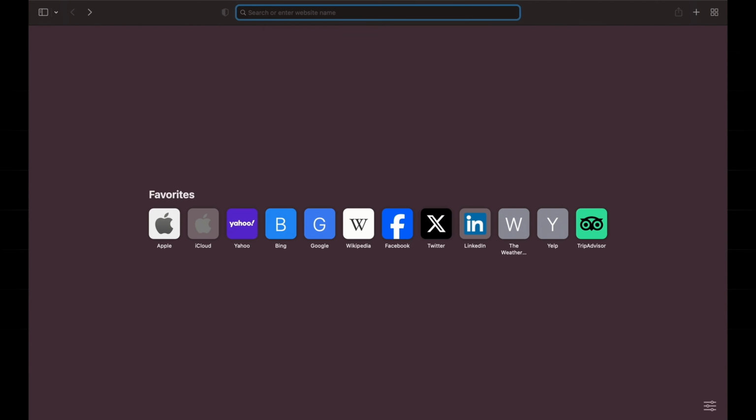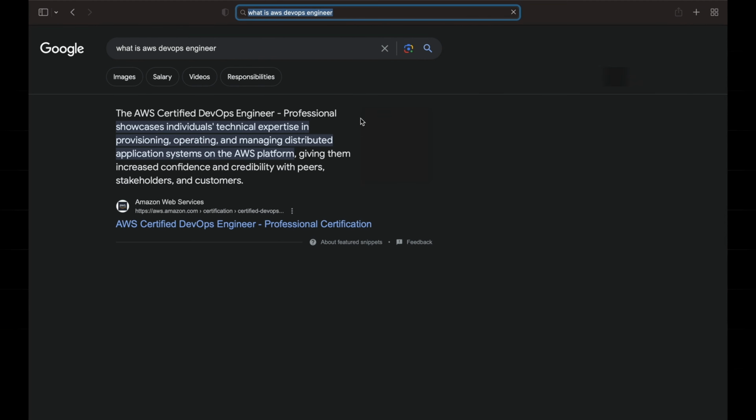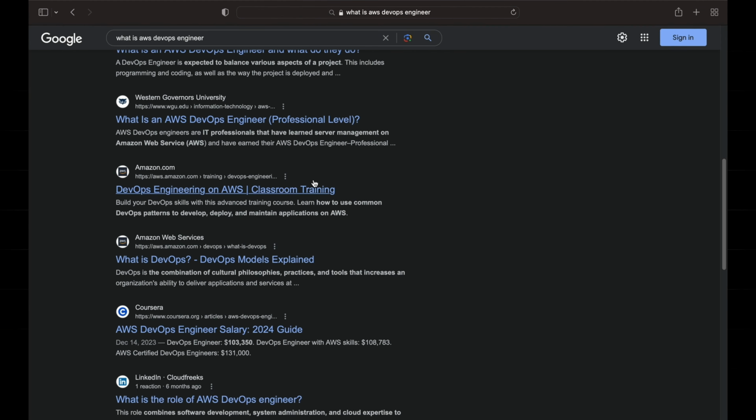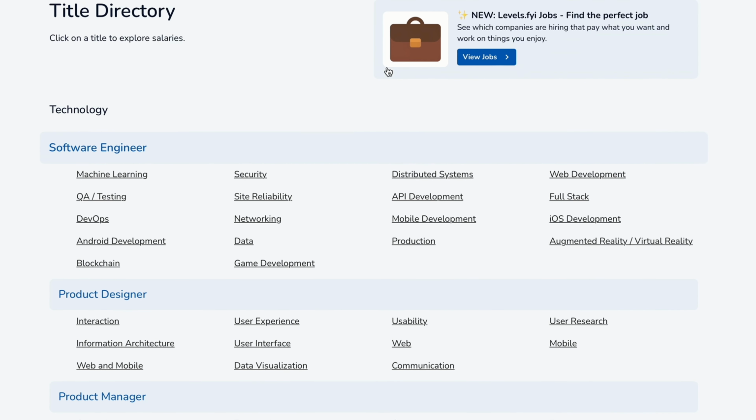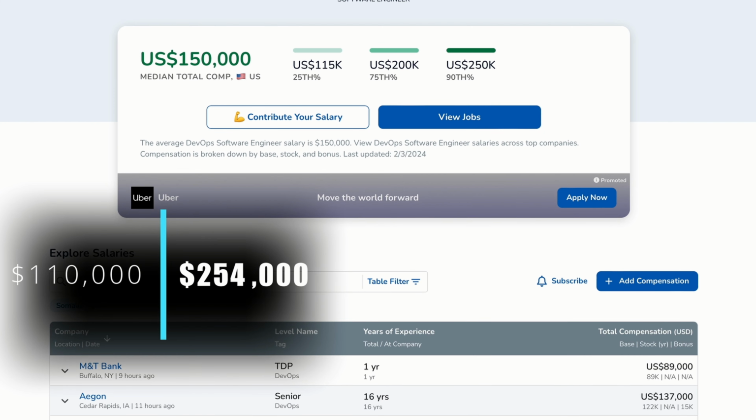I don't know if that makes sense. I hope it does. If it doesn't, you can Google just to get more about what that is. But basically, they're like the middleman in cloud computing between developers and the operation team. So they help facilitate that collaboration between the two of them, and then they optimize your cloud resources for performance and cost. Salary ranges between 110 for entry level up to about 250 for experienced DevOps engineers.